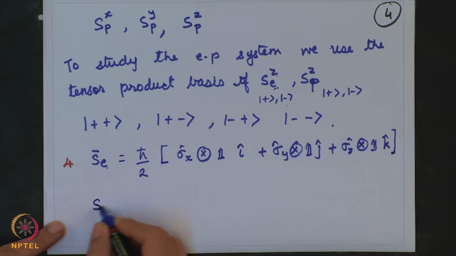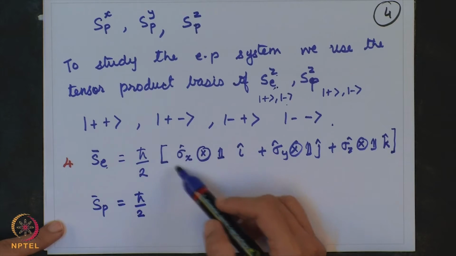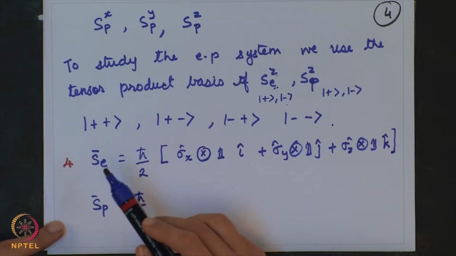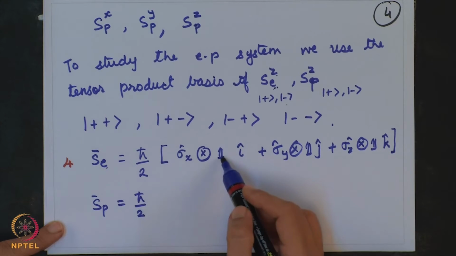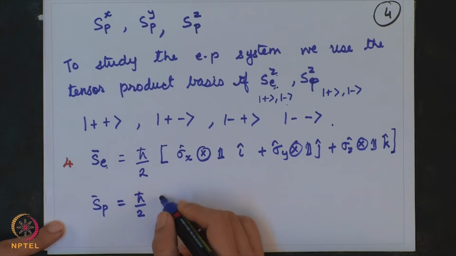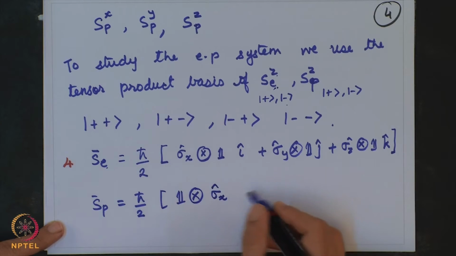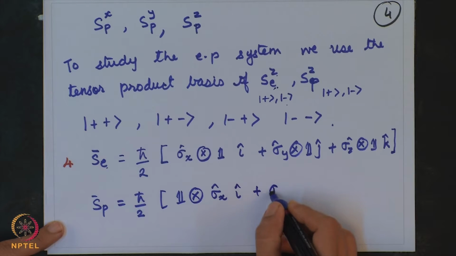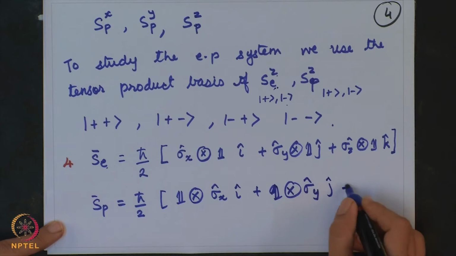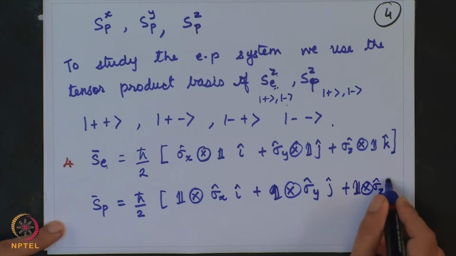Similarly, for the positron, I can have the spin state. So, here you can see that sigma x tensor 1 corresponds to the electron spin state along the z direction and the second component is unaffected. So, for the positron you have 1, the second component will be sigma x i cap plus 1 sigma y j cap plus 1 sigma z k cap.